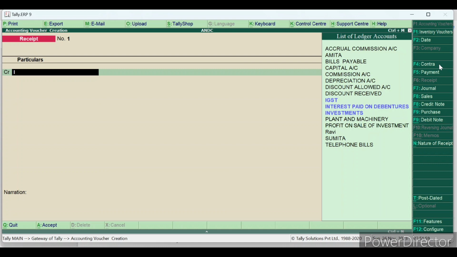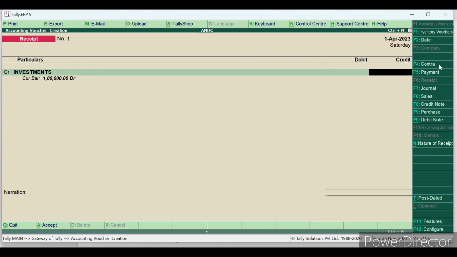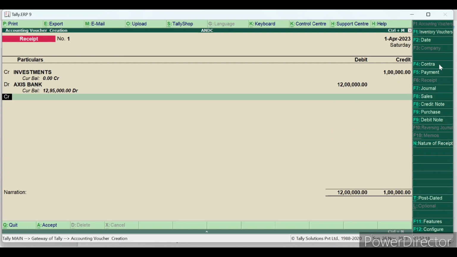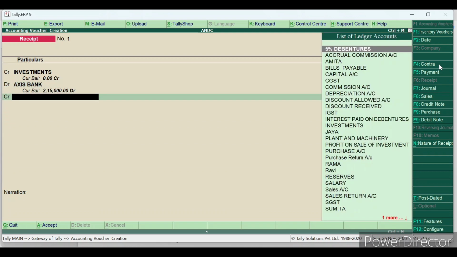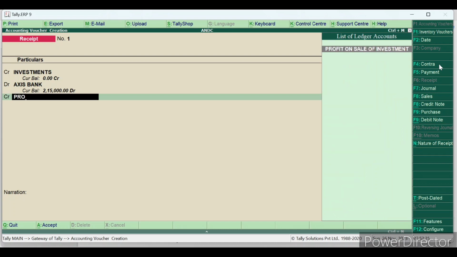Investment account. If the investment cost is 1 lakh, we will put it on the 1 lakh. Axis Bank, 1,20,000. We are getting 1,20,000, and we will credit the profit on. Here my account is already made, but for preparing you can press Alt plus C to create an account. 20,000. This will be the entry for the investments account.